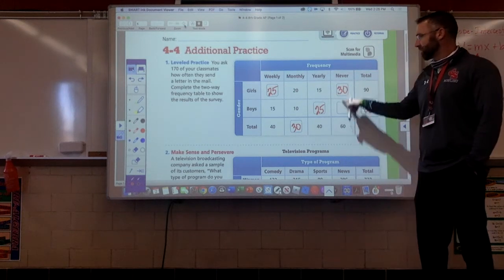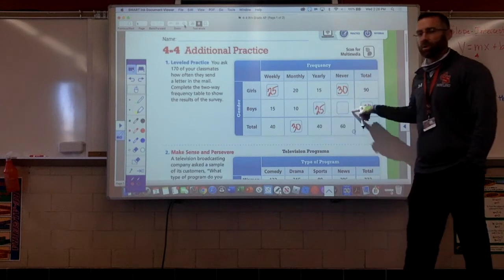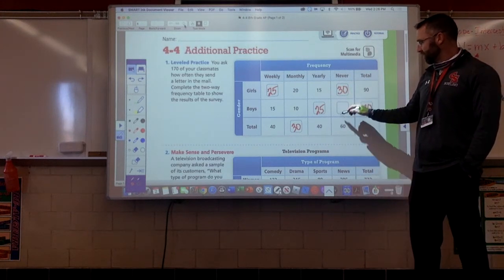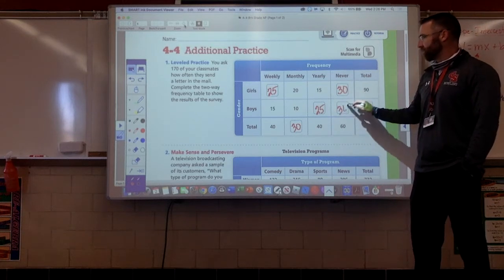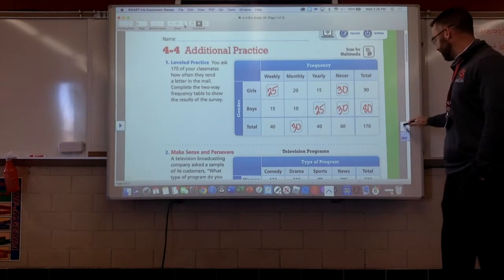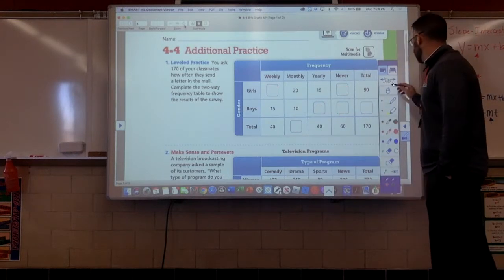Now I can go to this column, or I could do this row, whichever way you want. You're still going to get the same number. 30 plus what number is 60? Well, 60 minus 30 is 30. Do we have to do anything else? No, all we have to do is complete it. That takes care of that one. Moving on.